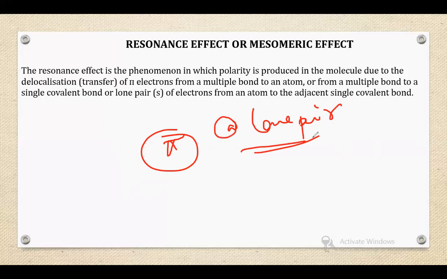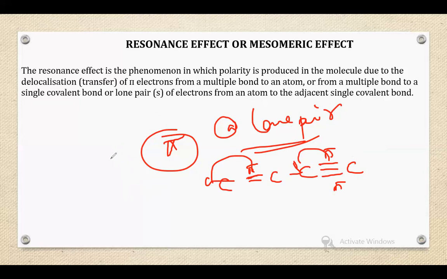It operates only in an unsaturated conjugated system. An unsaturated conjugated system should have double or triple bonds in an alternate arrangement. The delocalization of electrons takes place from one carbon to another carbon, meaning the pi electrons or lone pair of electrons will delocalize, so the molecule must consist of a conjugated system, and the effect moves along the length of the conjugated system.